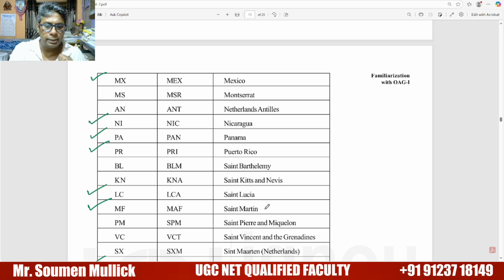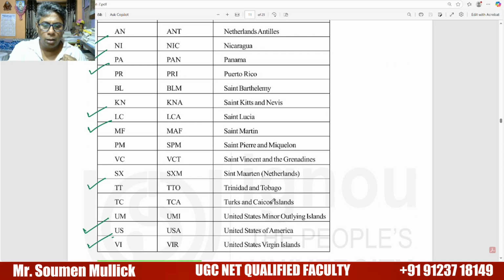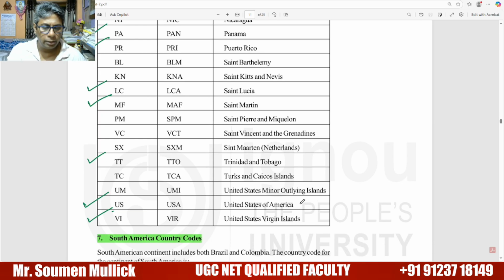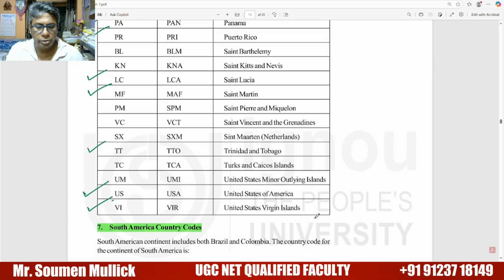St. Lucia, St. Martin, United States of America, United States Virgin Islands. So VI is the 2-letter code, VIR is the 3-letter code, for the United States Virgin Islands.